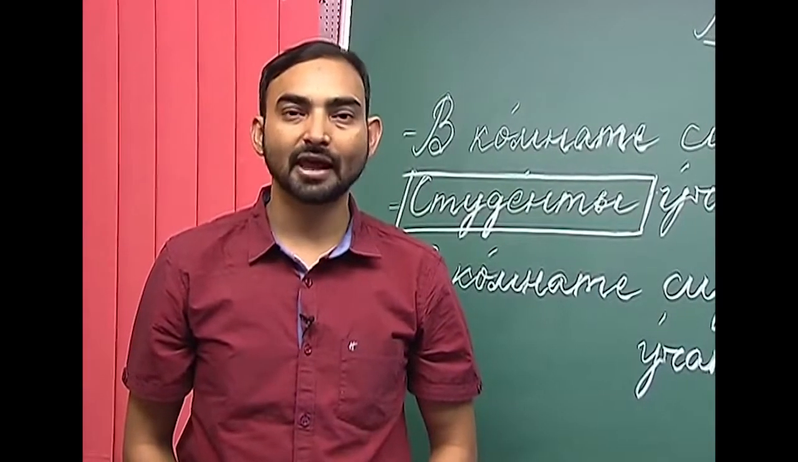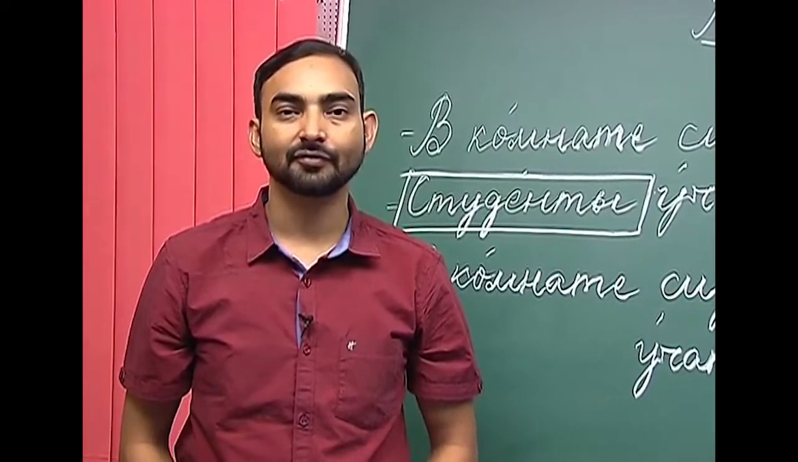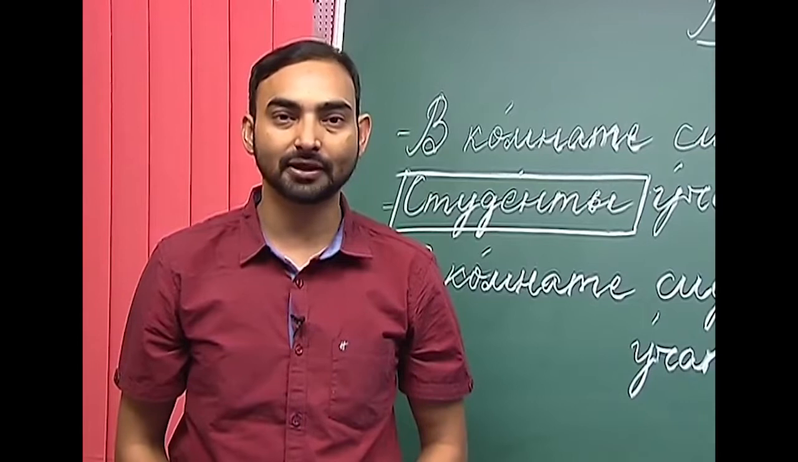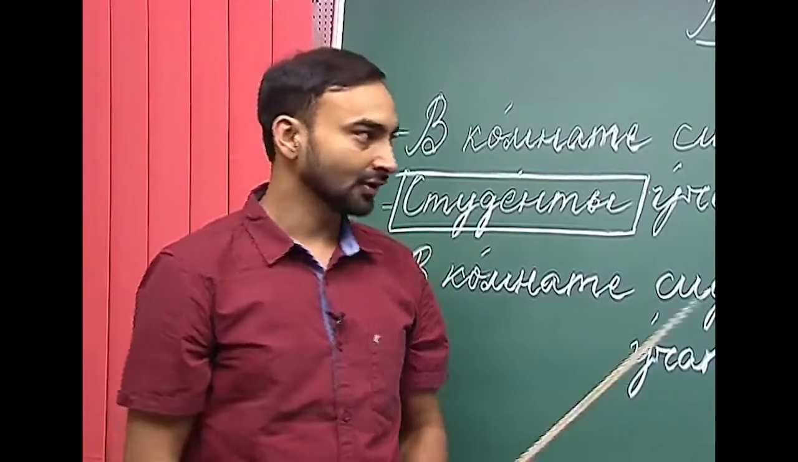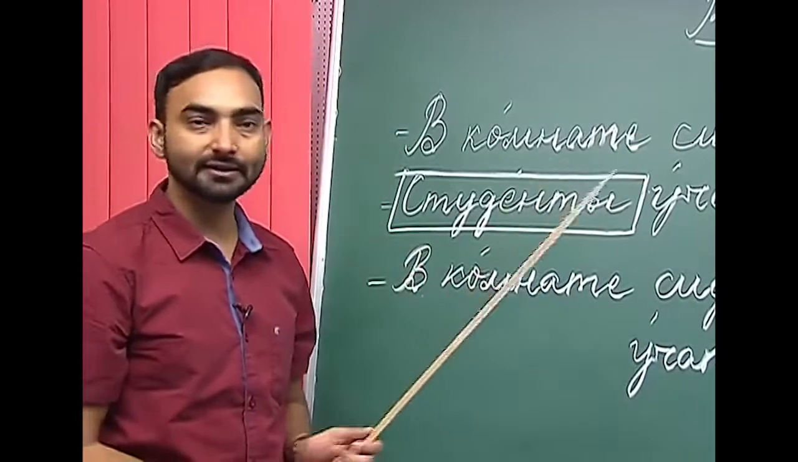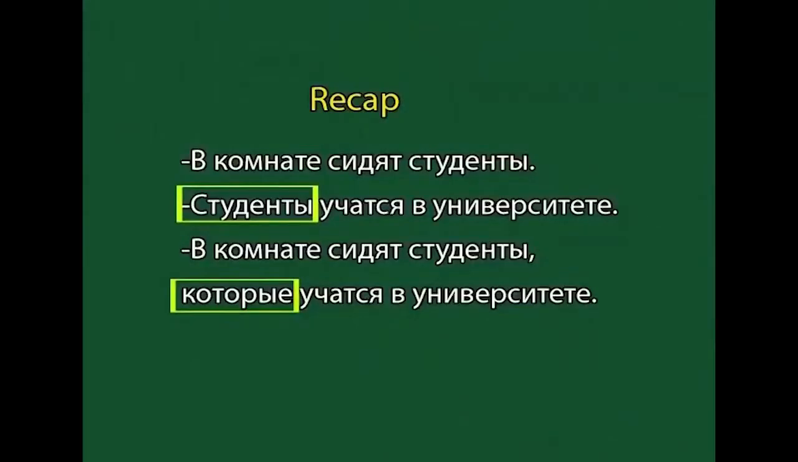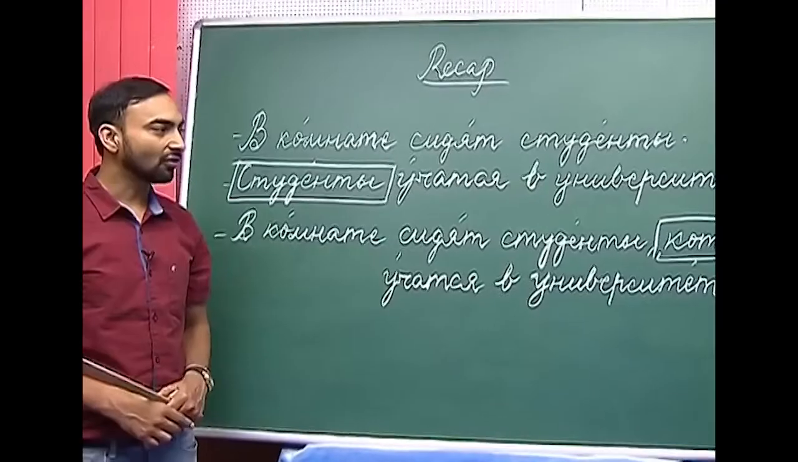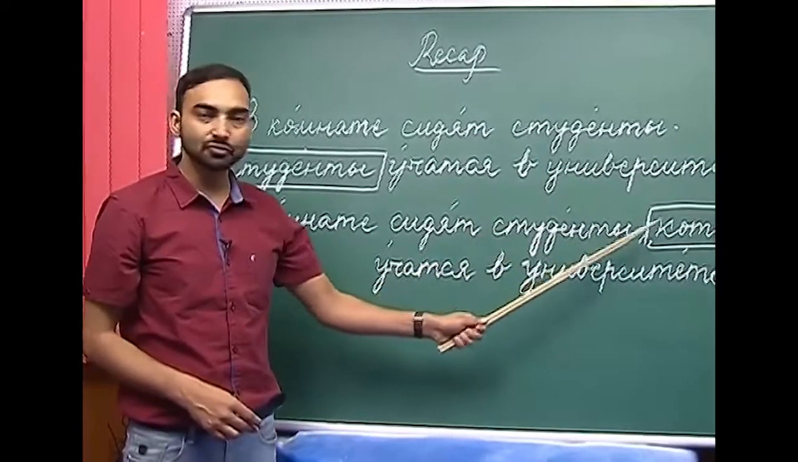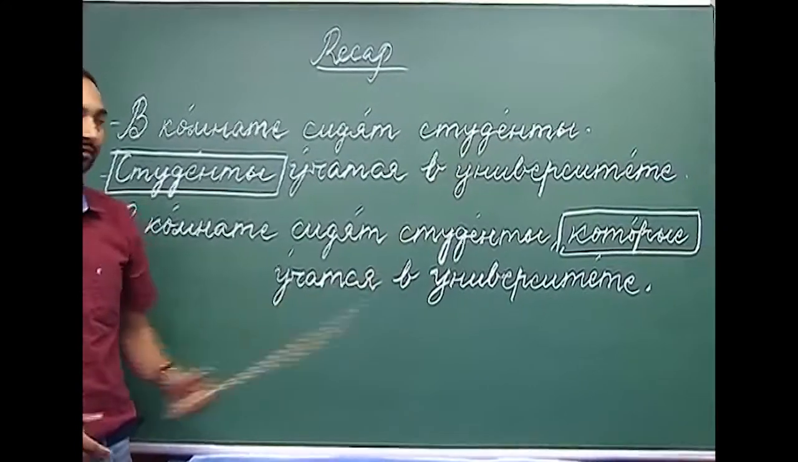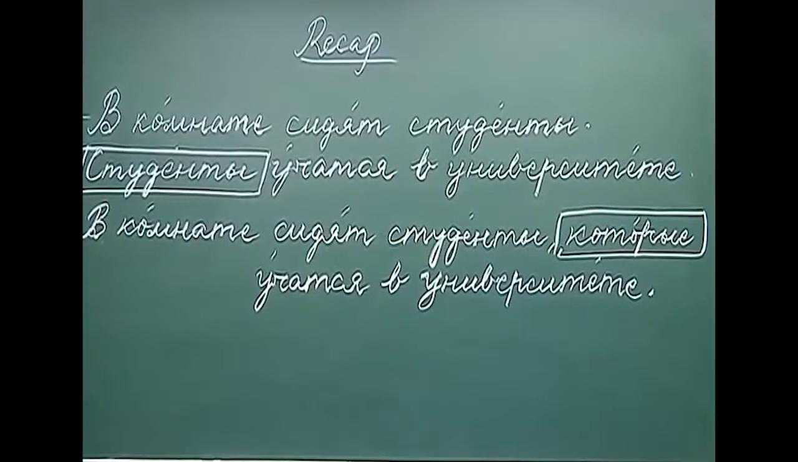Let us have a quick recap of some of the topics that we have learnt in the previous lesson before moving on to the topics that we are going to learn in this lesson. If you remember, we have learnt the word katori in the previous lesson. And what does katori mean? Katori can be translated as who, that, which, and it is used to combine two sentences. So, it works as a conjunction. So, the function of katori is as a conjunction.